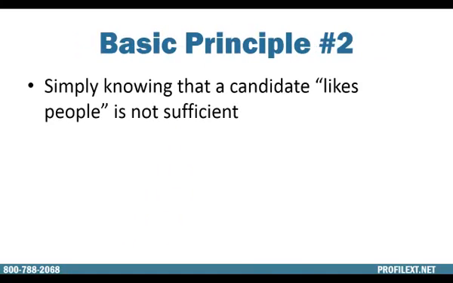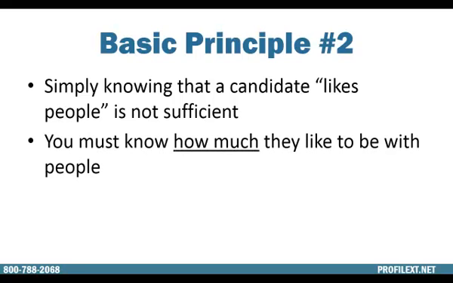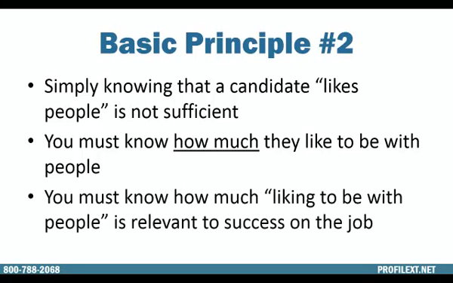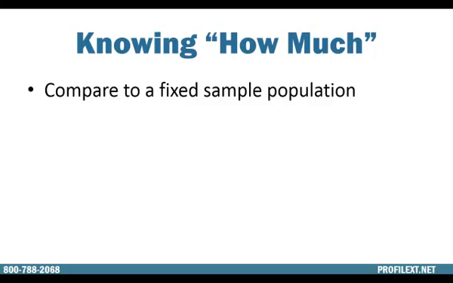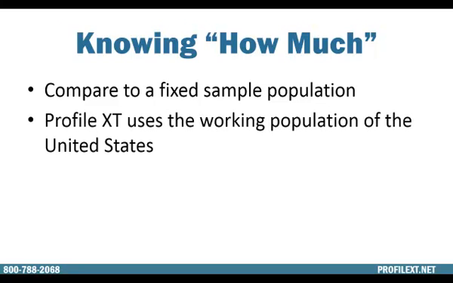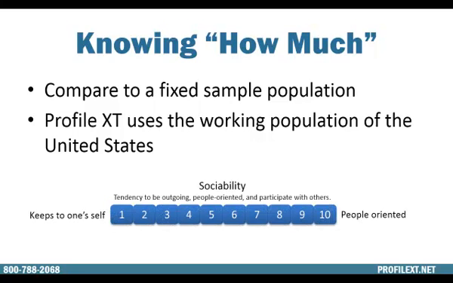Now, principle number 2 is simply knowing that candidate likes people, for example. That's not sufficient. You must know how much they like to be with people. And you must know how much liking to be with people is relevant to success in this job in your company. So how do you know how much? Well, you've got to compare to a fixed sample population. For example, the Profile XT uses the working population of the United States as its comparison model. So if we measure sociability using the Profile XT, we can tell in relation to the population of the United States how sociable somebody is.